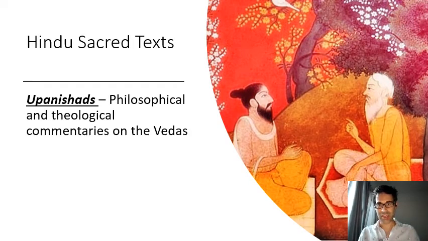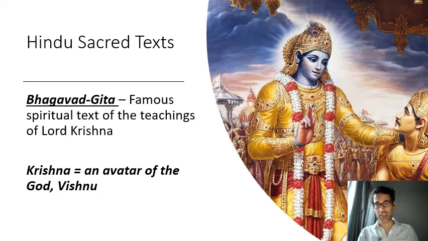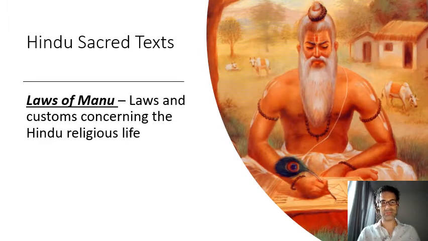Secondly, we have a text referred to as the Upanishads, which are philosophical and theological commentaries on the Vedas. We have a very famous text referred to as the Bhagavad Gita, which are the teachings of Lord Krishna. And Krishna, we will learn later, is an avatar of the god Vishnu. We will read parts of the Bhagavad Gita in class, by the way. Then we have the Laws of Manu, which contain laws and customs concerning the Hindu religious life. It's kind of like a code of ethics.